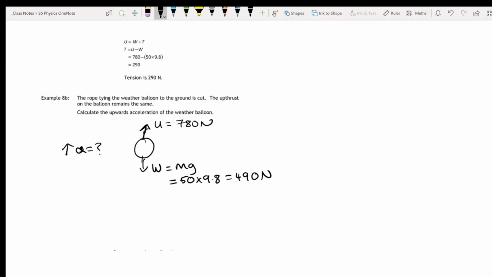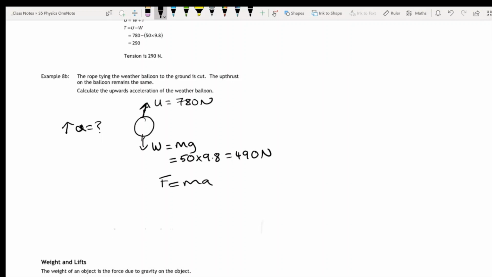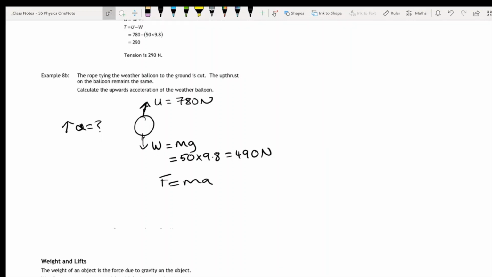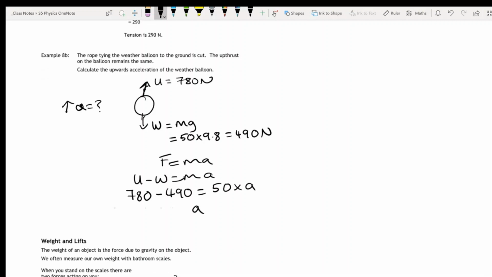So for this one, F equals ma. There's a lot of F equals ma in this booklet. So in this case, we've got upthrust, take away the weight, is the mass times acceleration. So 780 take away 490 is 50 times acceleration. So the acceleration will be 290 divided by 50, which is 5.8 meters per second squared.